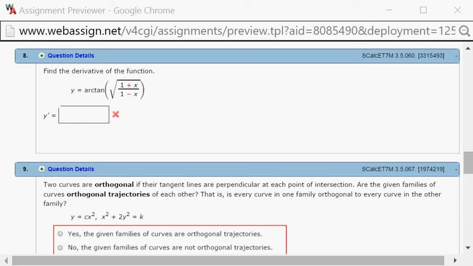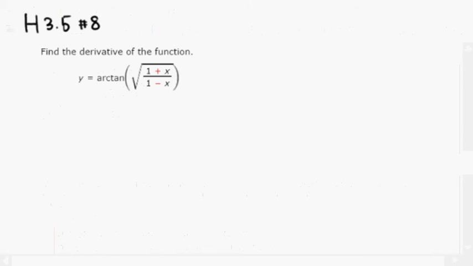Alright, let's look at homework 3.5, problem number 8. Remember that the derivative of arctangent of x is 1 over 1 plus x squared, right?